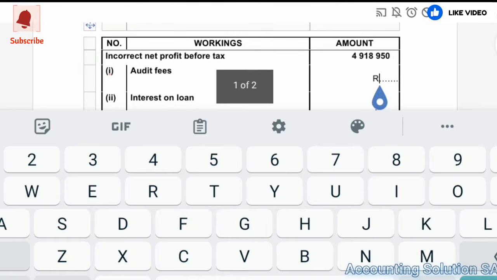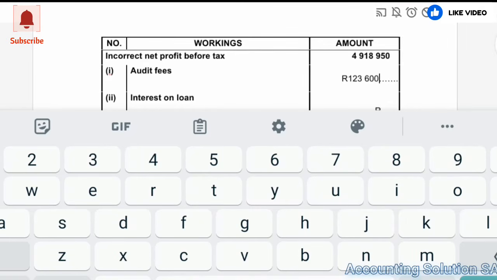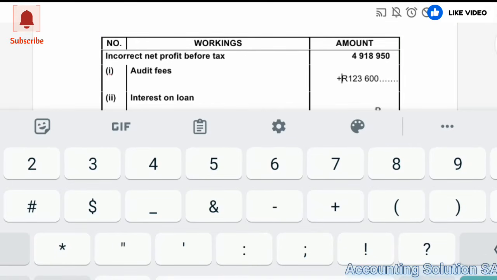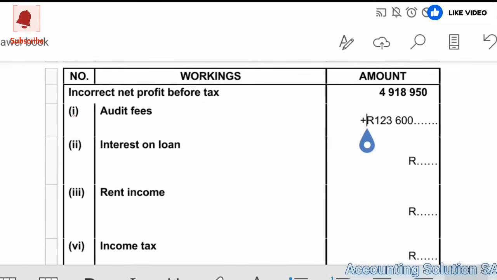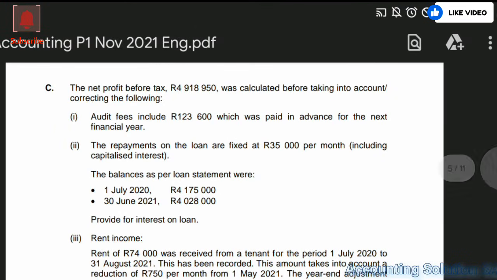add the amount. Okay, it was 123,600. Very simple. Remember, they said we have to show whether it's a plus or minus. In this case, we are adding it back because it was subtracted. Simple, guys. Simple as that. Okay. Now, let's go to the following transaction.